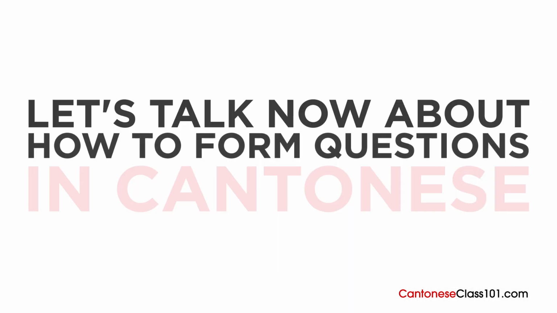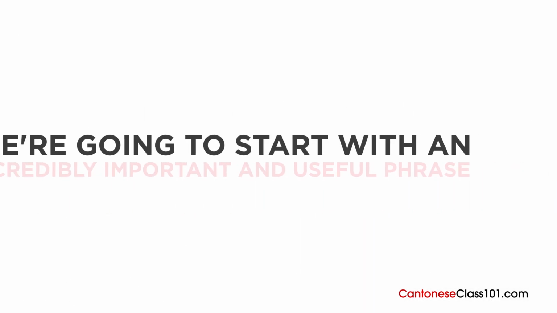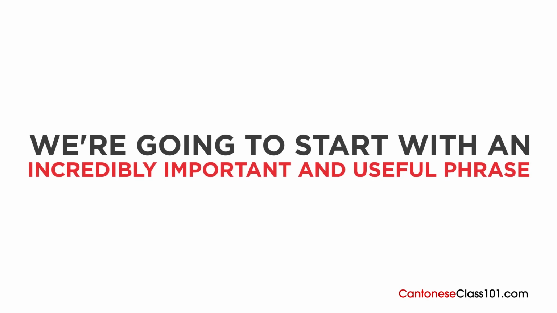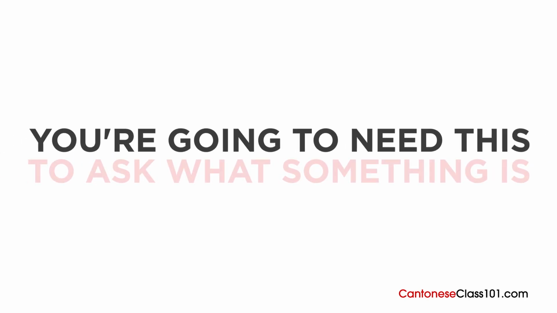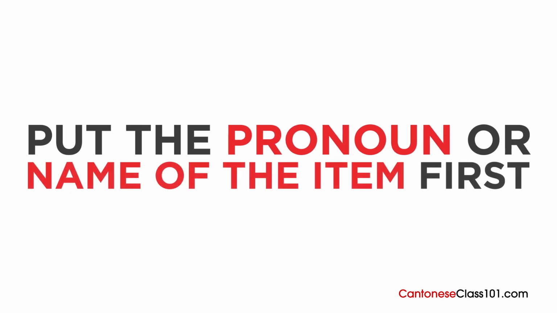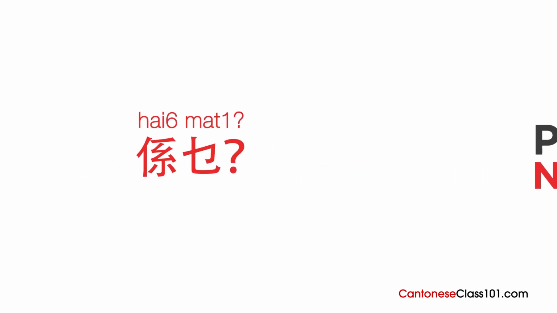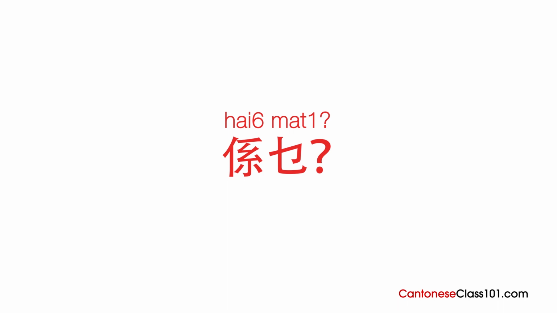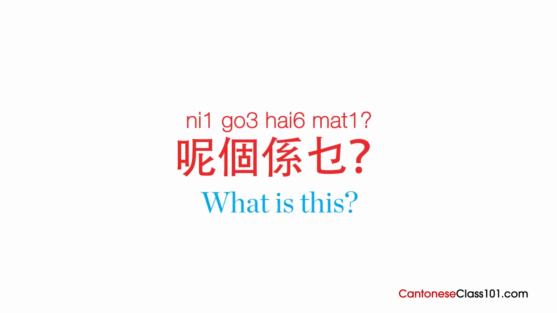Let's talk now about how to form questions in Cantonese. We're going to start with an incredibly important and useful phrase. You're going to need this to ask what something is. So put the pronoun or name of the item first, and then add 係乜? For example, if you want to ask, what is this? You'd say 呢個係乜? In which 呢個 means this thing.